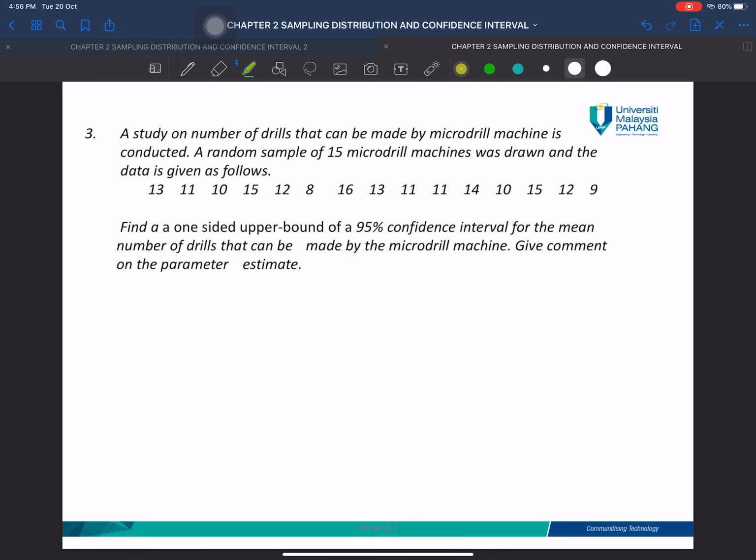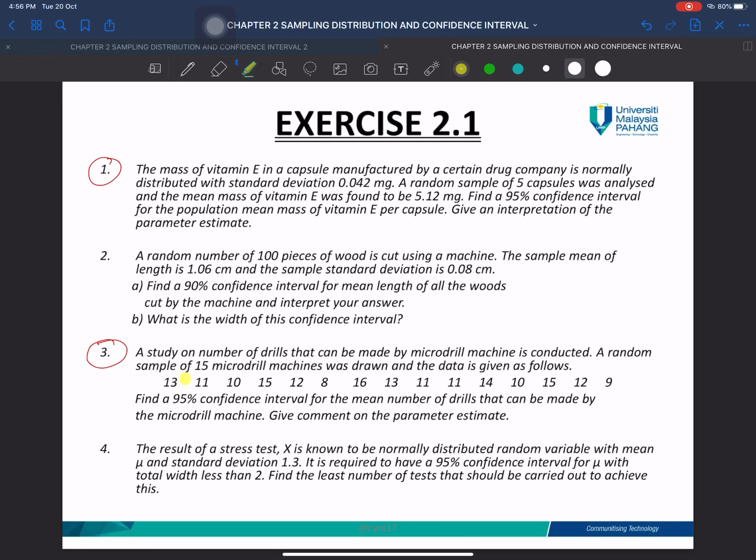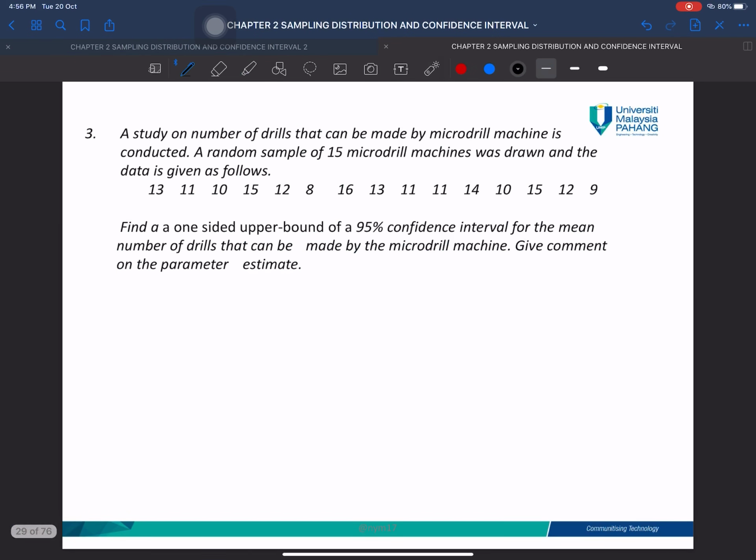So I will discuss the second exercise, which is number 3 from exercise 2.1. As just now, the first step is to extract information.